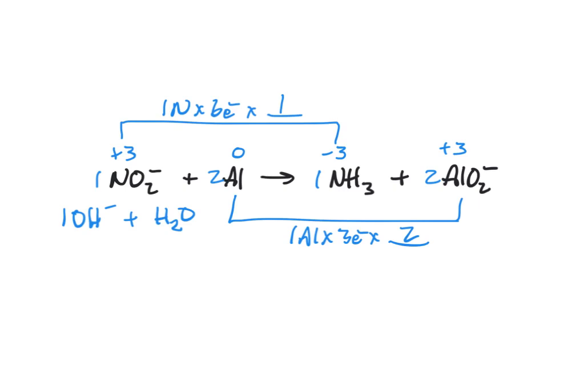Let's just go ahead and double check. 1 N, 1 N, 2, 3, 4 O's, 4 O's, 2 Al's, 2 Al's. My total charge, let's see, I have 1 minus, 2 minus, so that's a total of 2 minus there, and 2 minus there. So this reaction is balanced under basic conditions.